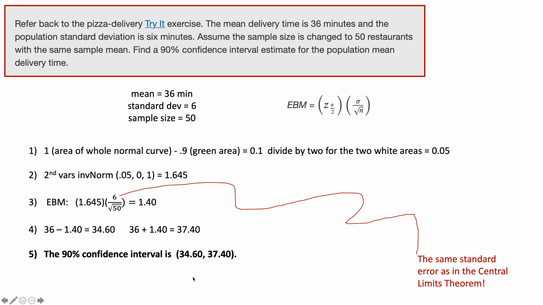I do want to take a moment to emphasize that this error bound, the second half of the error bound formula, the standard deviation over the square root of n, that's the same SE, if you will, that you use in the central limit theorem, okay? The standard error.